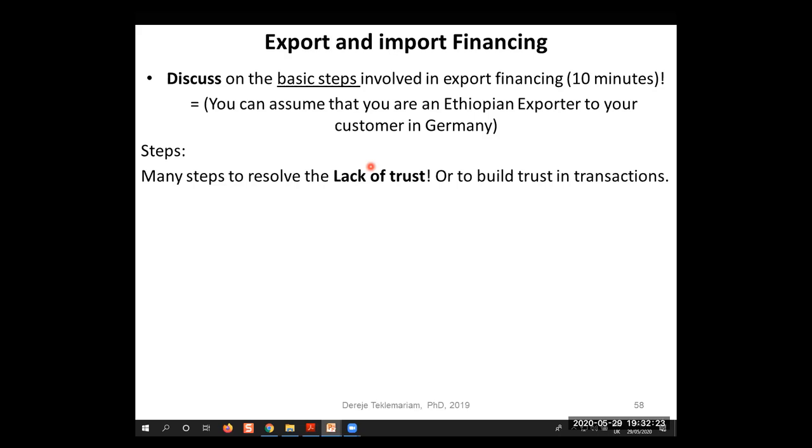Assume you are an exporter in Ethiopia with a bank account in the Commercial Bank of Ethiopia, and your customer is in, let's say, Munich, or whatever German town or city. Definitely you don't know him physically, and he asks you for the product. So how do you exchange the product? This is the next stage that we'll see on Saturday.